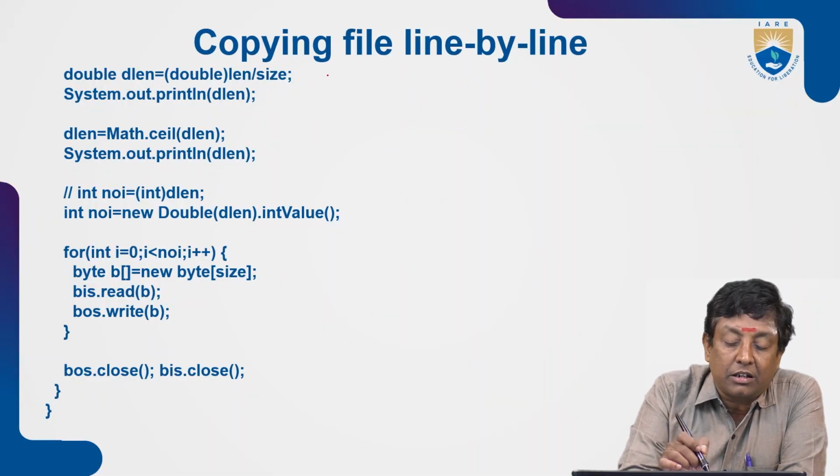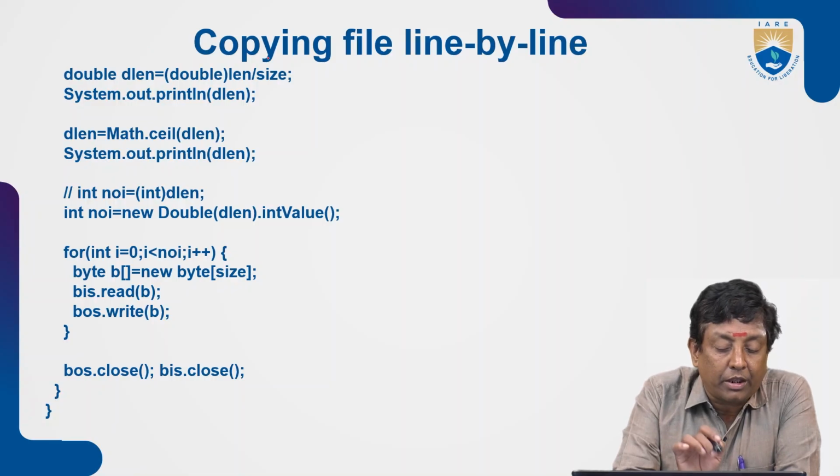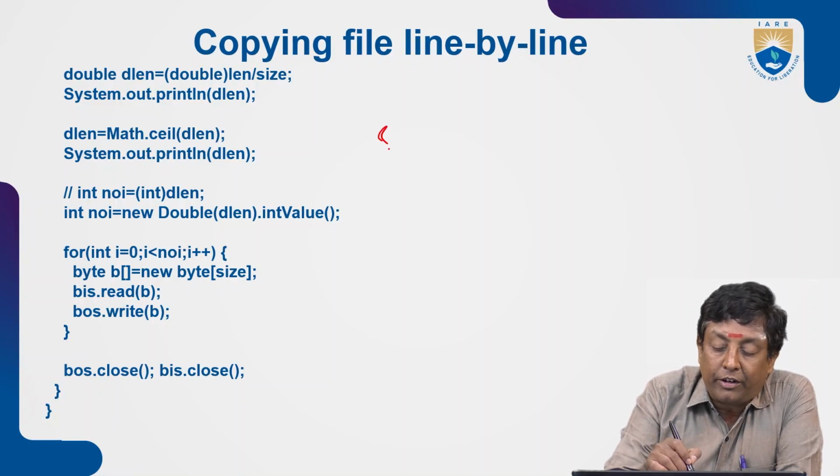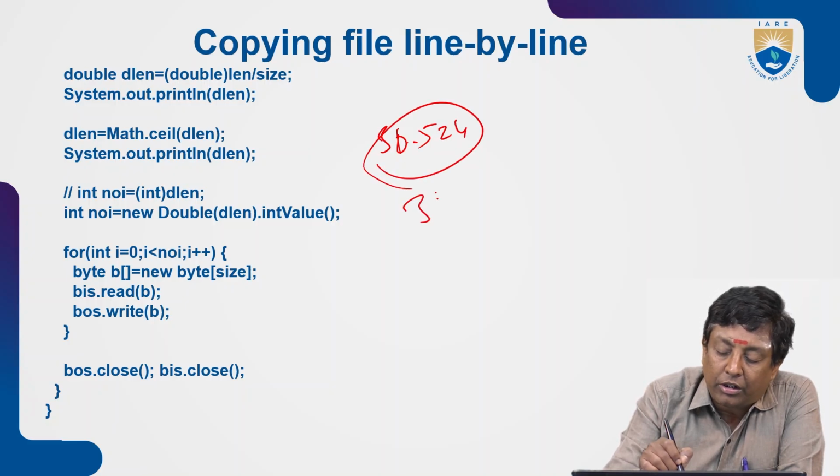The division value usually comes as a double value, and we are printing the double value. Suppose it is 30 point something, like 30.54; we should round it up to 31.